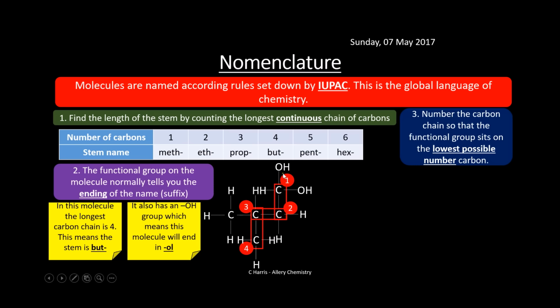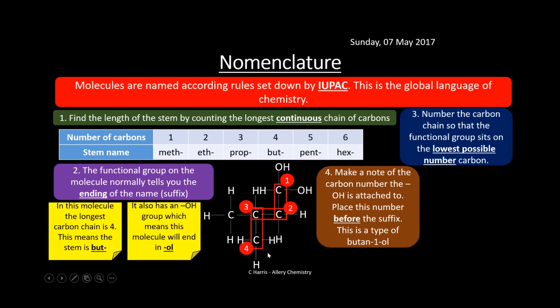Now, 1 is obviously lower than 4, so we number it this way round. Then you have to make a note of the carbon number the OH is attached to, and place this number before the suffix. This is a type of butan-1-ol. So again, we put 1 because it's sitting on the first carbon, and we put that before the suffix at the end.